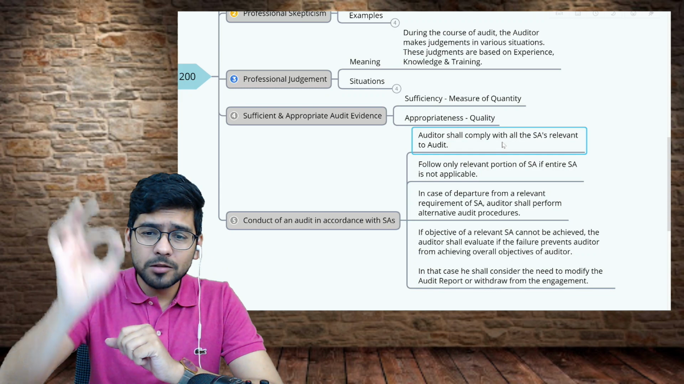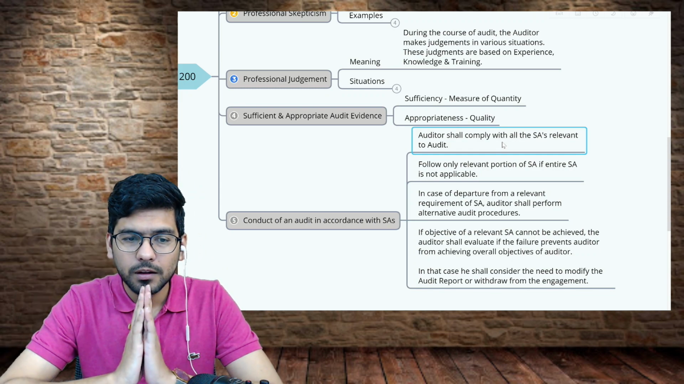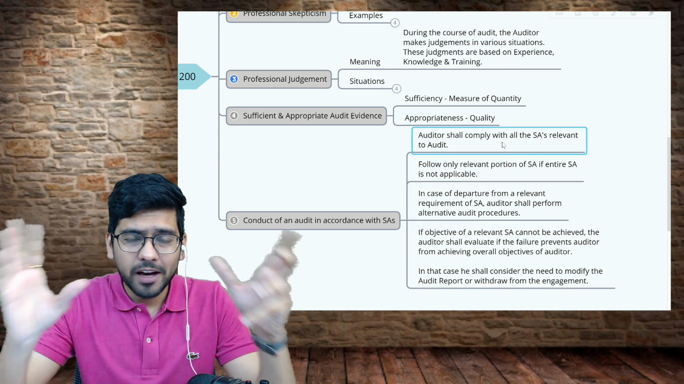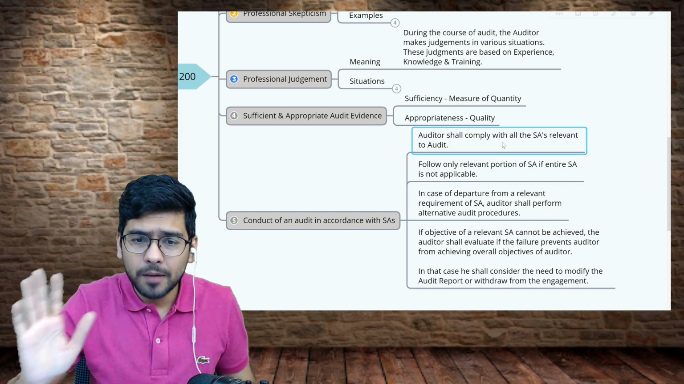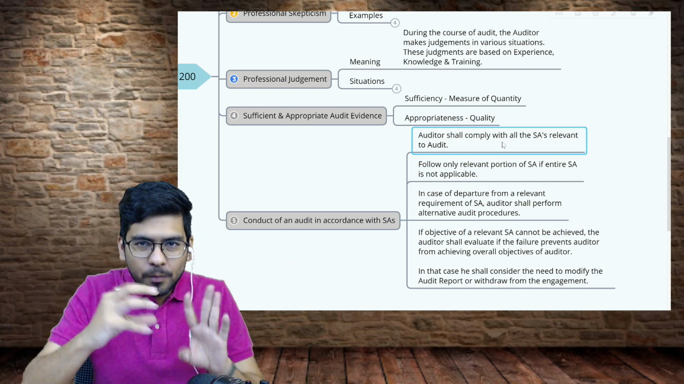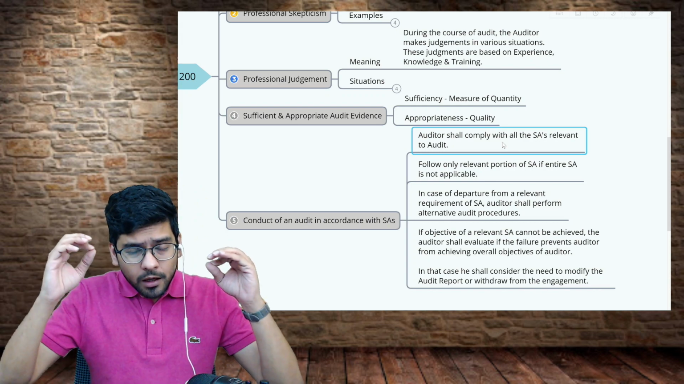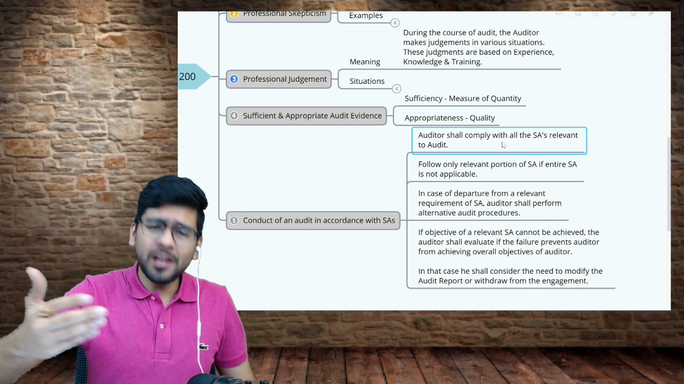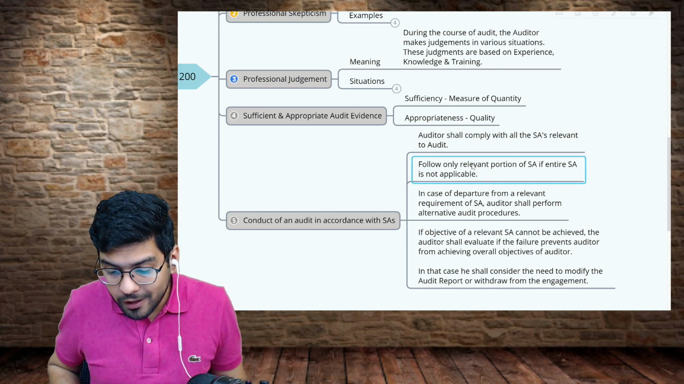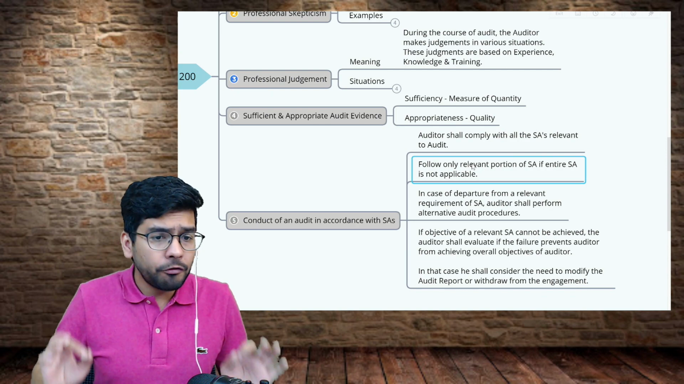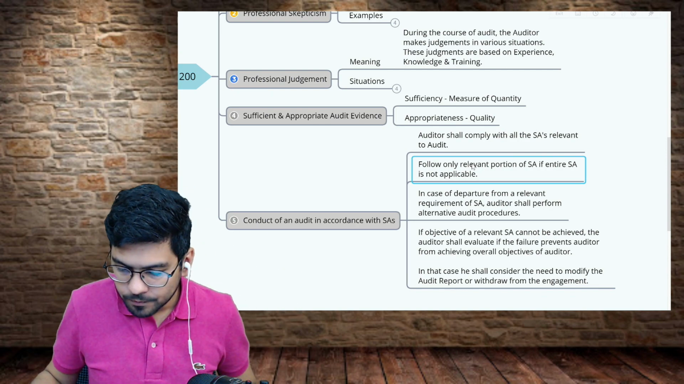Now will SA 501 be applicable to the client? He has got inventory. SA 501 will be applicable to the client, but will the entire SA 501 be applicable? No, only the relevant portion, only the portion with respect to inventory will be applicable. So please remember the first 2 points: it is mandatory to comply with the relevant SAs in the audit and follow only the relevant portion of the SA if the entire SA is not applicable.